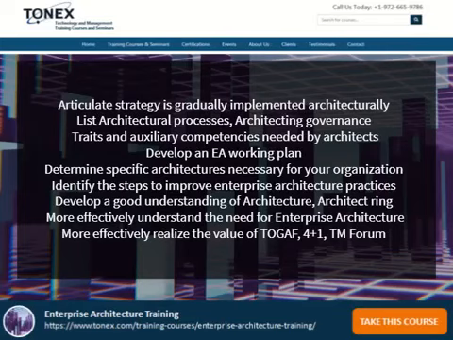More effectively understand the need for enterprise architecture cross-functional activities. More effectively realize the value of the TOGAF, 4+1, Zachman Forum in developing specific strategies and measuring their impact, and more.